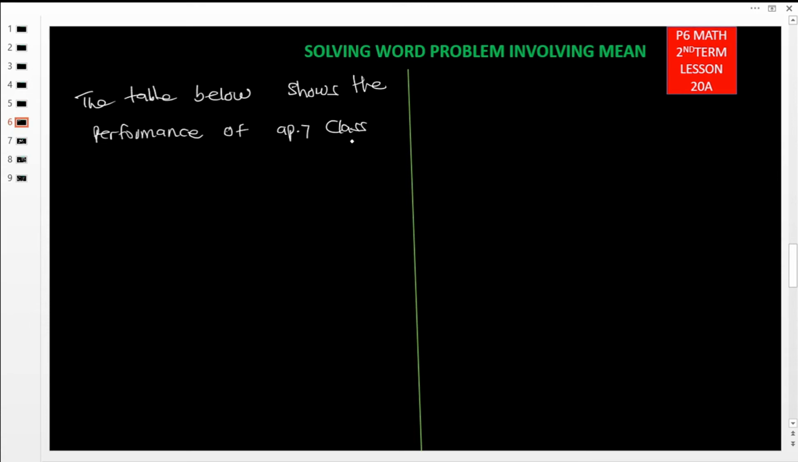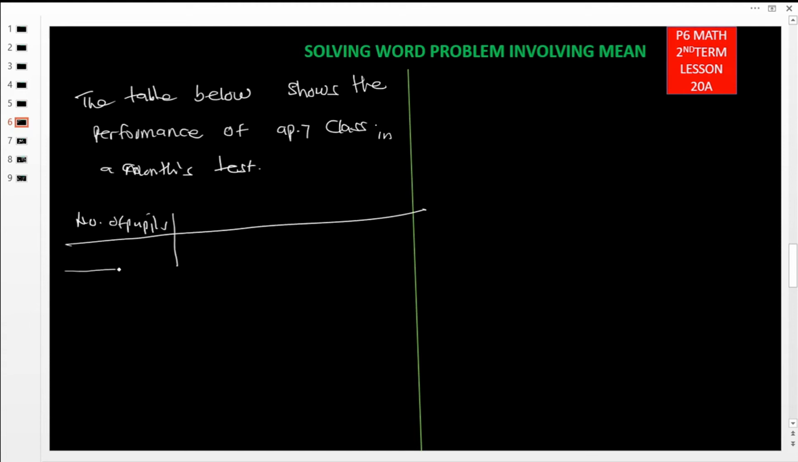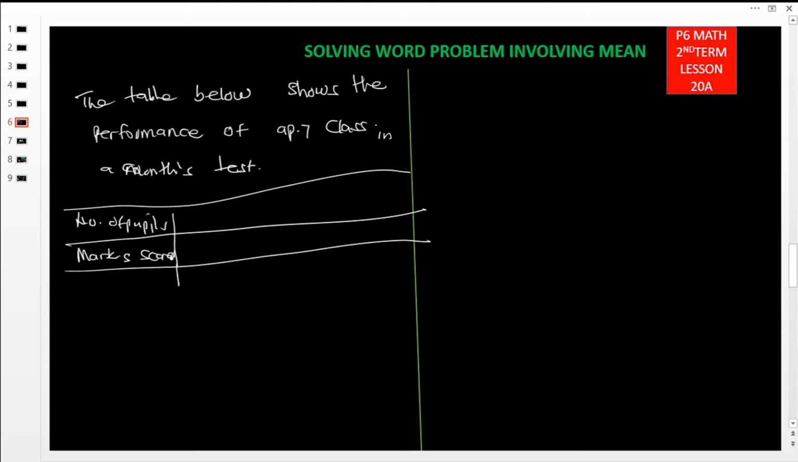Okay, so a P7 class in a month's test. So we are having number of pupils here. Number of pupils, then automatically we are going to get these are number of pupils. Oh gosh, you have to use a ruler over there. Here I don't have a ruler, but you have to use a ruler. So here we have to get the marks the learners have scored.